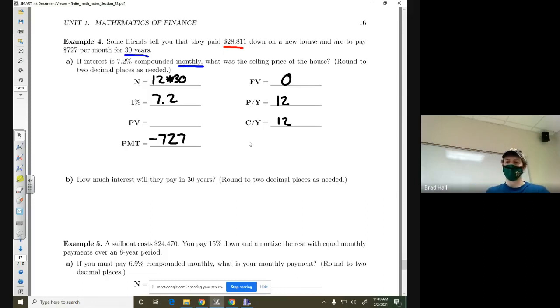So you might think, well, what goes into PV? That's a good question. That's what we want to know. That actually will answer the question. The 28,811 is not currently being used in this problem. Not yet. So we're trying to figure out PV here. This is also characterized by what was the selling price. So we're looking for an initial value. So if anything, let's figure out PV.